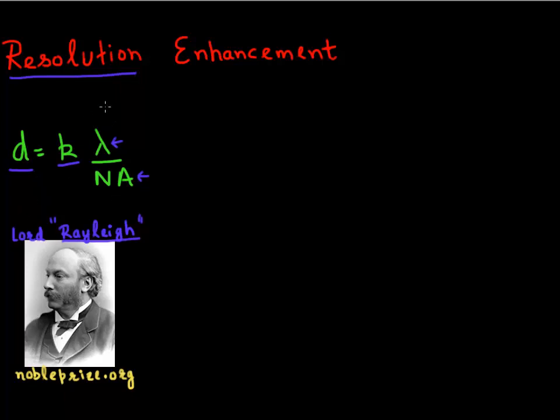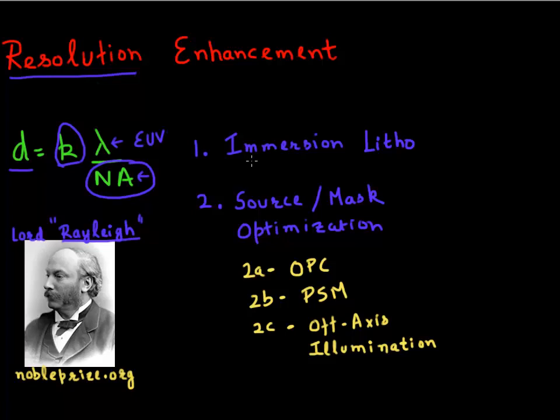So most of the resolution enhancement techniques involve playing with one of these three vectors. So lambda scaling, we already mentioned that it's basically stuck, and if you want to scale it further you need to go to EUV. So what you are left with are essentially these two parameters that you can play with. You can either play with this proportionality constant, or you can play with this numerical aperture. So these are some of the resolution enhancement techniques that I'll describe to you.